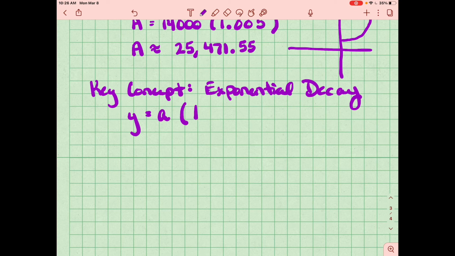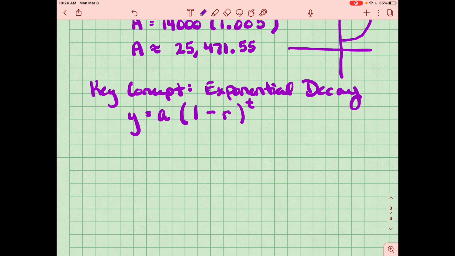So just like the exponential growth, we're going to have y equals a, our starting amount, times our 1. That's our status quo. That means nothing changes. But this time we're going to subtract a rate to a time. So x is the same thing as t, y is just y, a is the starting amount, and 1 minus r is b for this.